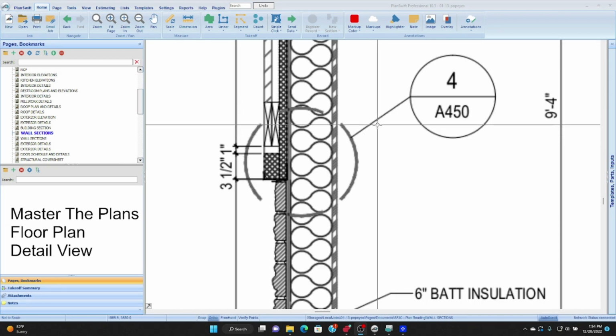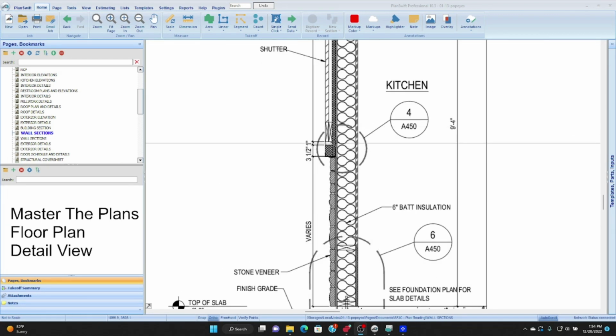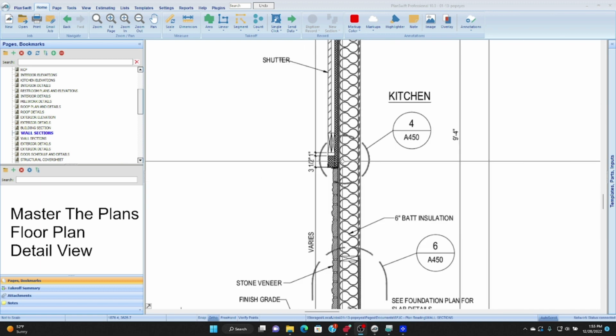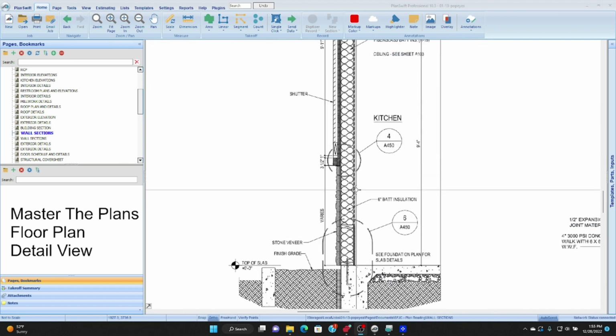And what a detail call out does, it points us to a location in the construction where the architect is telling us there is something in this circle that you don't see that is important to the final construction. And if you go to image, in this case, image number 4 on page A450, you'll be able to see what is missing here and avoid a construction defect in your construction.